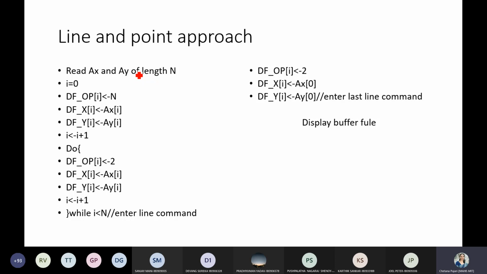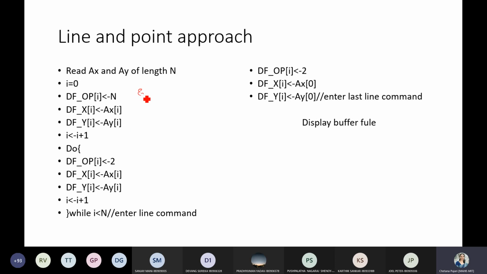Okay, so this is an algorithm for the line and point approach. First you are going to read AX and AY. What do we mean by AX and AY in this case? AX and AY are arrays containing vertices. Because you have an X coordinate and a Y coordinate, each vertex will have an X and Y coordinate. All X coordinates will be stored in the AX array, and all Y coordinates will be stored in AY in the form of an array, of length n, where n specifies the number of sides in your polygon.